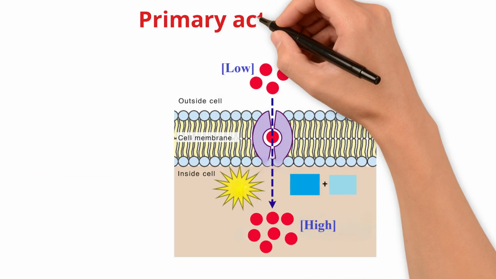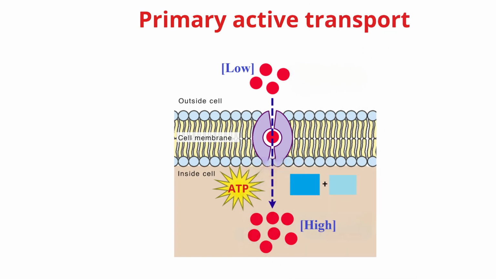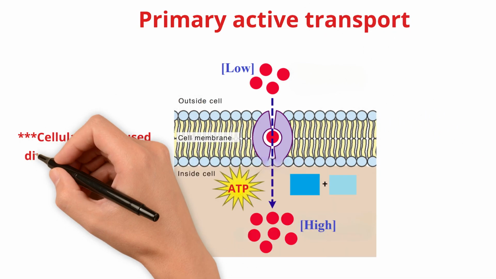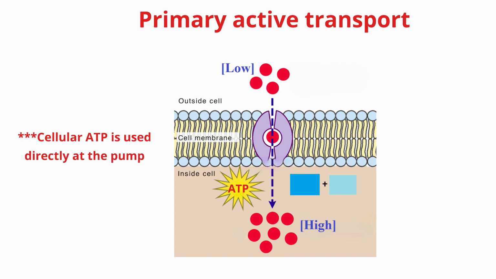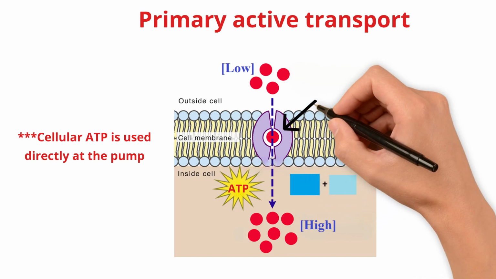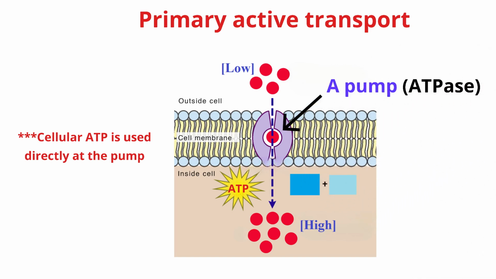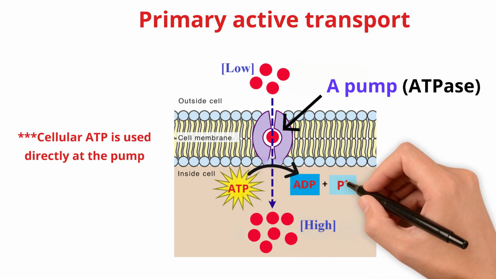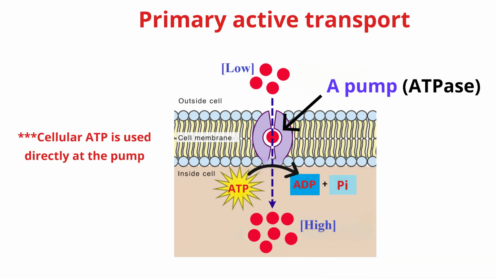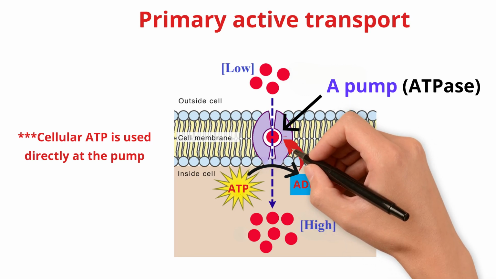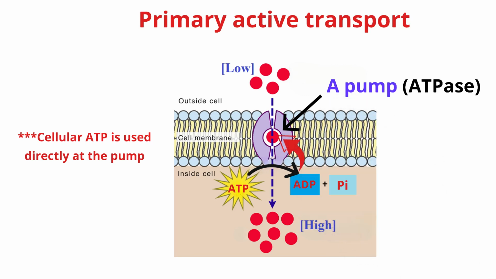In primary active transport, ATP that is normally produced by mitochondria is used directly by the transporter proteins. These proteins, often called pumps, break down ATP into other molecules like ADP and inorganic phosphate, to release energy. The released energy is then used to change the shape of the pump, which then forces ions or molecules across the membrane, against their natural gradient.